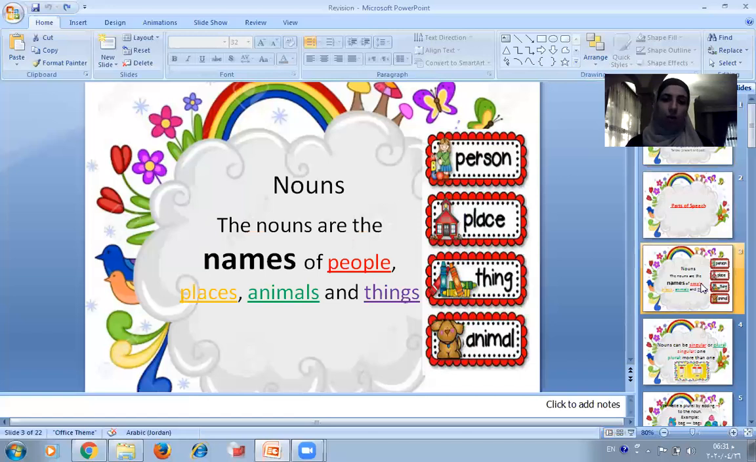And let's start with the nouns. The nouns are the names of people, places, animals, and things. Remember the song that we used to sing in the class? I want you to sing it with me now. So you start with a person, then a place, then a thing, then an animal, okay? And you can say people instead of person because person is singular, people is plural.